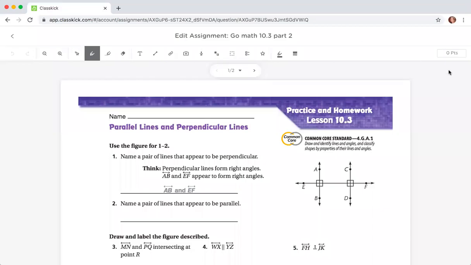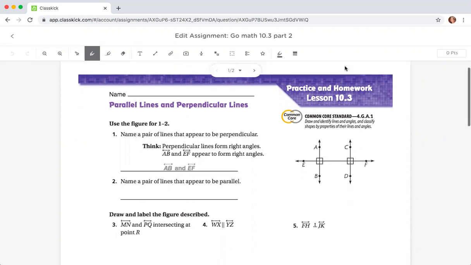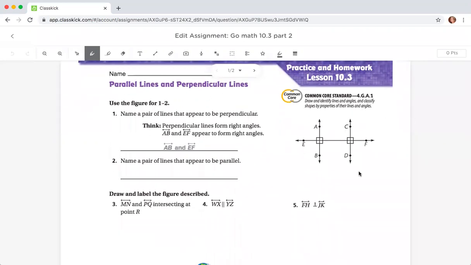All right, so for today, your math assignment is these pages in Go Math 10.3. They're on the same concepts that we were learning yesterday: perpendicular, parallel, and intersecting lines. You're going to use this figure, this picture right over here, to answer these two questions, 1 and 2. They gave you the answer for number 1, but let me go through it with you.